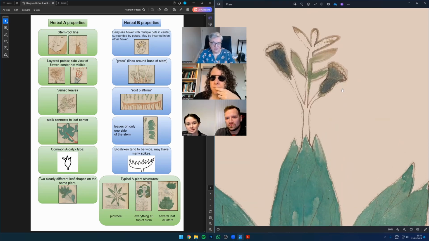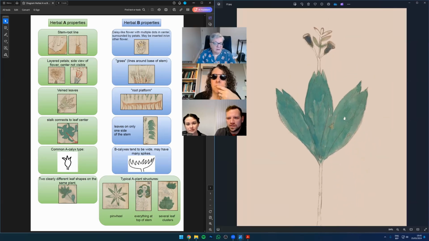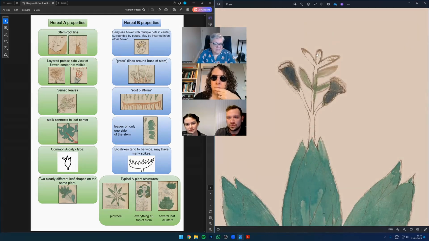Mainly because of the structure of it being all up at the top of the stem. It's also an A structure, and also two different leaf types.